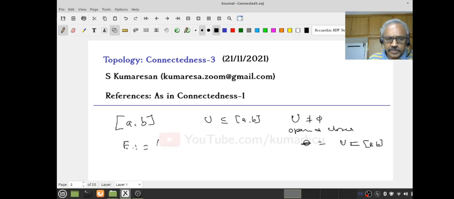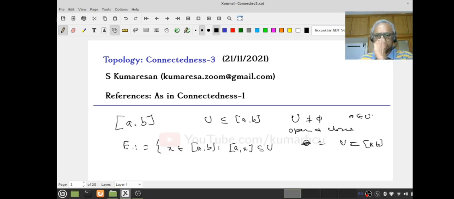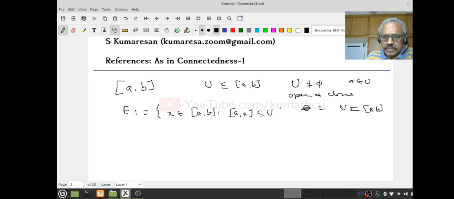So for this purpose, we constructed the set E, the set of all x in AB so that Ax is contained in U. We assume without loss of generality A is in U. Then I said it's enough if I prove B is in E. Enough to show.